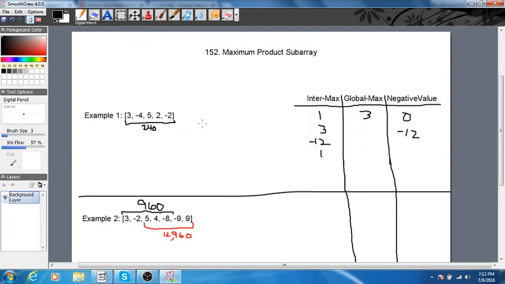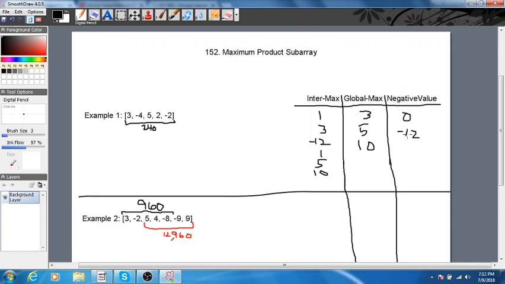Then you hit the 5. 1 times 5 is 5, and 5 is bigger than 3, so now your global max is 5. Then you hit a 2, so 5 times 2 is 10, and 10 is bigger than 5, so your global max is 10. If you were only looking at the first 4 numbers, your max would be 10, the biggest maximum product subarray. And then you get the negative 2.